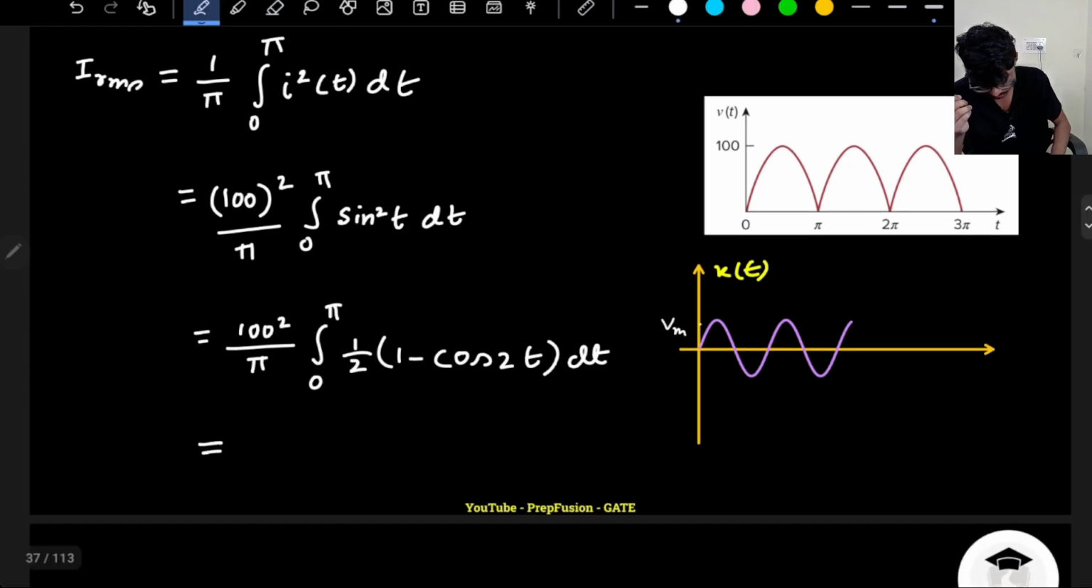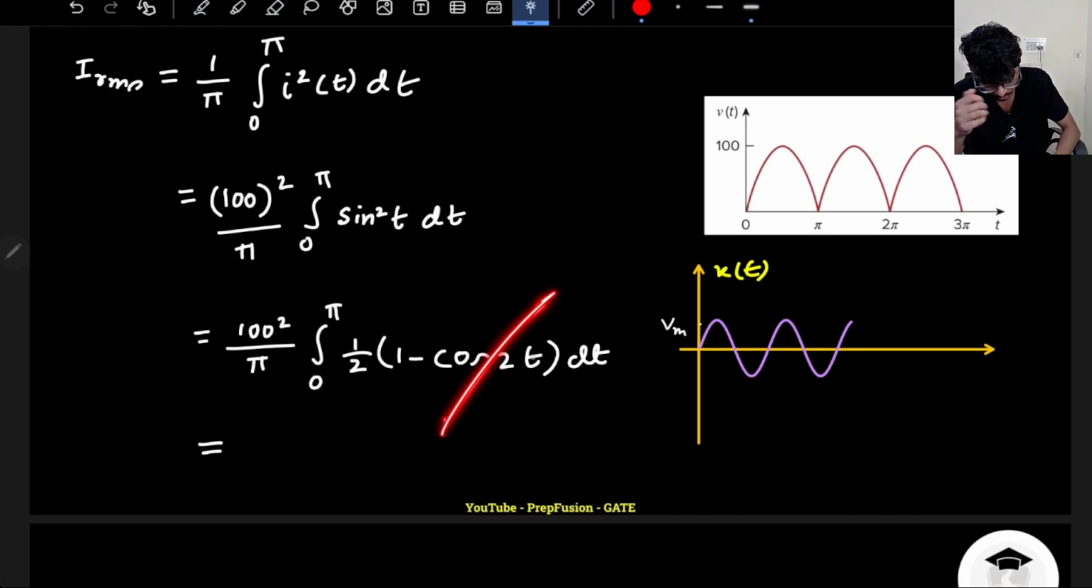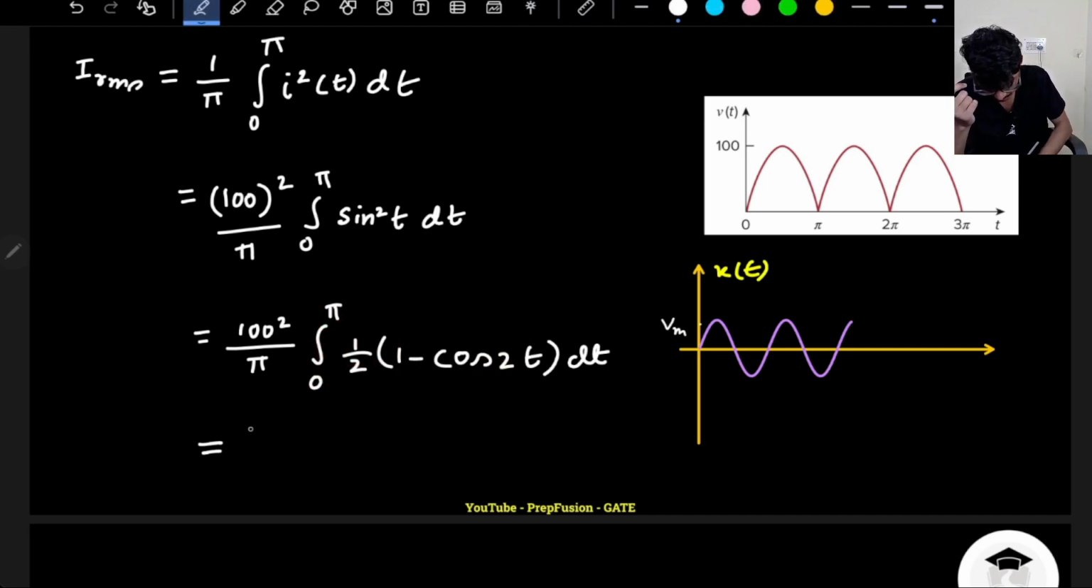So ultimately, this cosine term is anyway 0. Why? Because what is the period of this? The period of this is simply pi. If the period is pi, I am integrating over a pi only. So automatically, if I integrate any cosine or sinusoid over its period, its integration is 0. So the only remaining thing is half into pi. So basically it is 100 square divided by pi into pi by 2. So this will be 100 square divided by 2. So this will be IRMS.